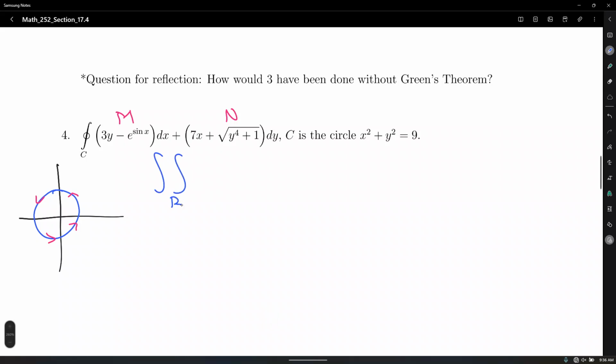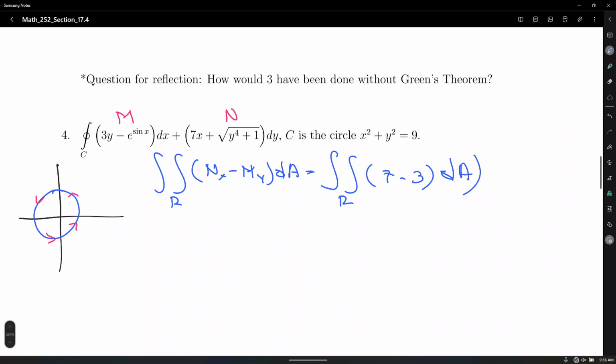So that's a double integral over the region R of N with respect to x minus M with respect to y, dA, iterate accordingly. What's the partial derivative of N with respect to x? 7. What's the partial derivative of M with respect to y? 3. 7 minus 3 is 4. Let me write that outside. Double integral over the region R of 4 dA, which could be dy dx.